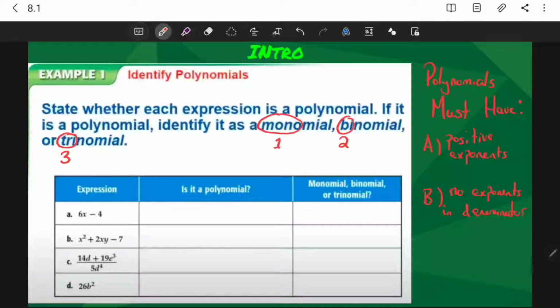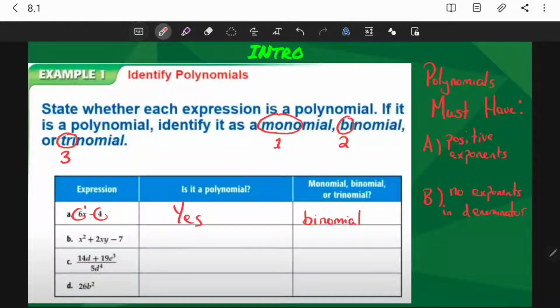Over here, A, we have 6x minus 4. Well, 6x would have a 1, technically we don't need to identify that, but there are 1 and 2 terms. They're only positive exponents, and there are no negatives, so it is a polynomial. That is a yes, it is. And with 2 terms, we know that 2 is a binomial. Okay, that identifies it.